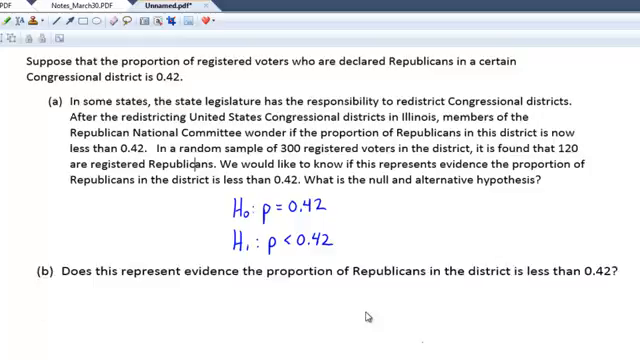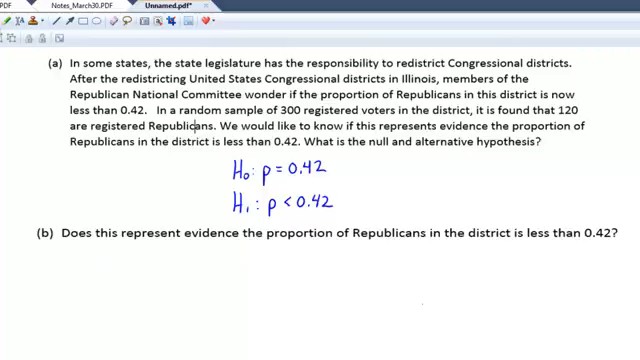So the question is, does getting 120 out of 300 registered voters who say they're Republicans demonstrate evidence that the proportion has gone down? I mean, let's think about this. If we got a sample proportion of 120 out of 300, what does that work out to? 120 out of 300. I'm sorry? It's 0.4? 0.4. And so 0.4 is certainly less than 0.42, but is it significantly less than 0.42?